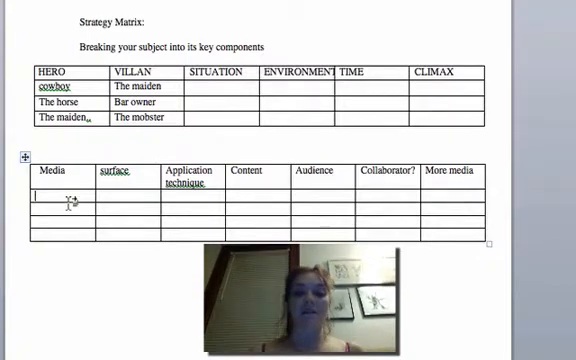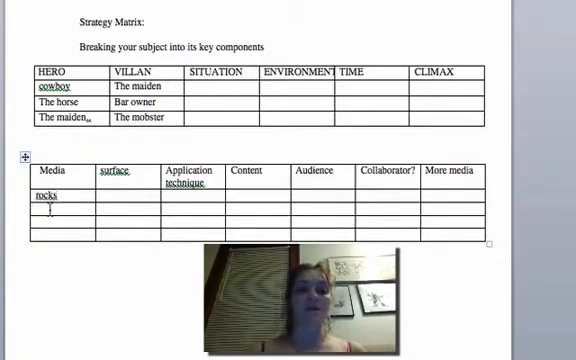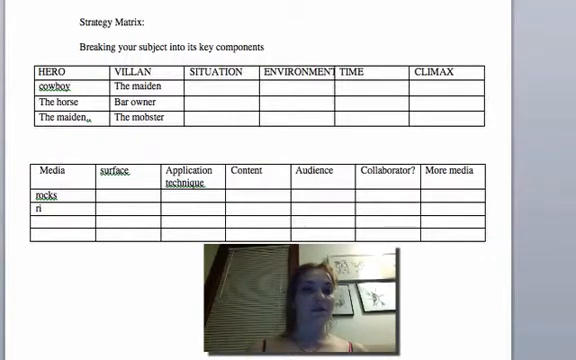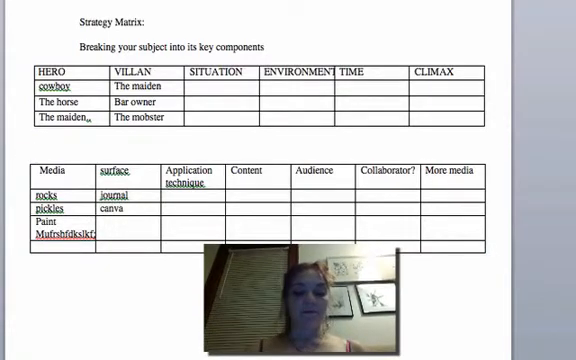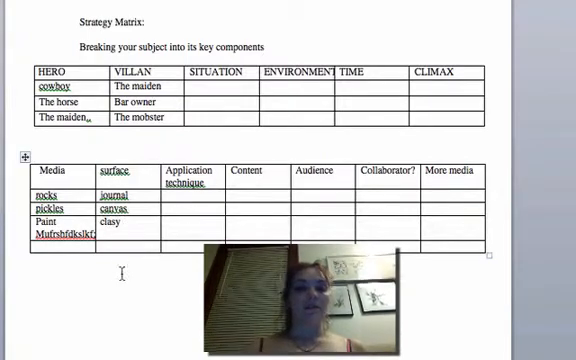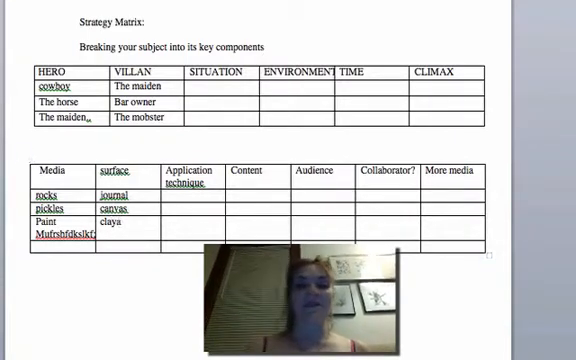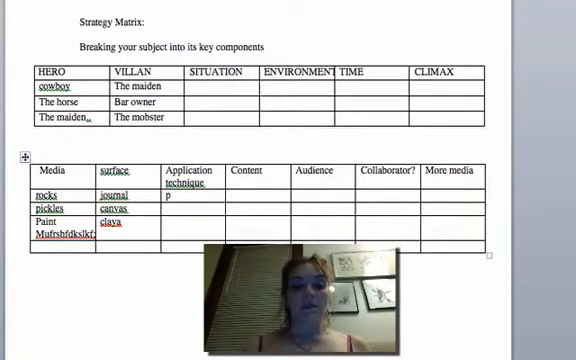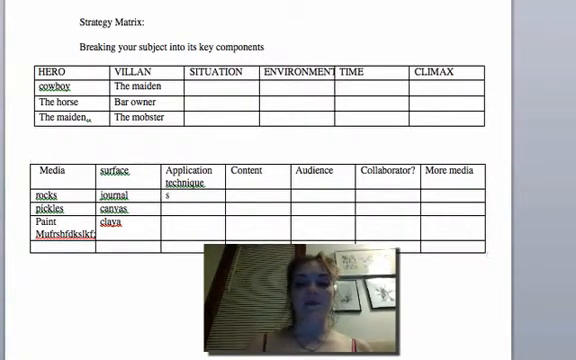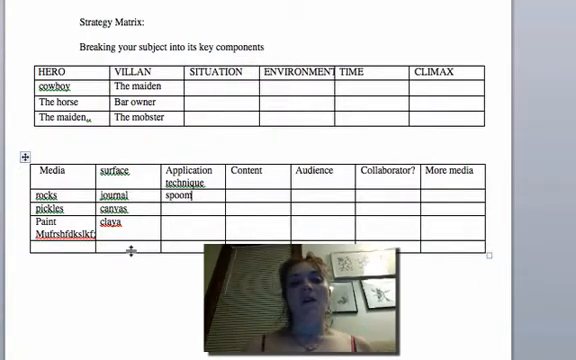Because if for media you think rocks, what comes to mind? Pickles. Whoops, that's not pickles. Paint. Mushrooms. There we go. Something like that. The surface: obviously there's your journal, there's canvas, there's clay. Well, you know what I'm talking about here. Application techniques too: this would be something like using a spoon. That's something else. I mentioned I don't feel good.